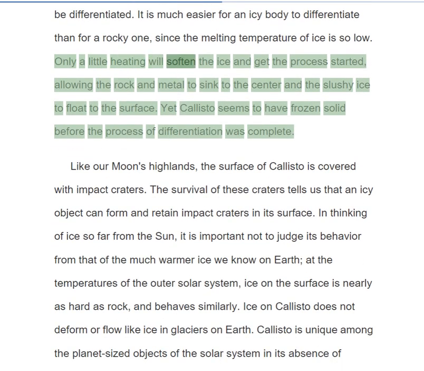Only a little heating will soften the ice and get the process started, allowing the rock and metal to sink to the center and the slushy ice to float to the surface. Yet Callisto seems to have frozen solid before the process of differentiation was complete.